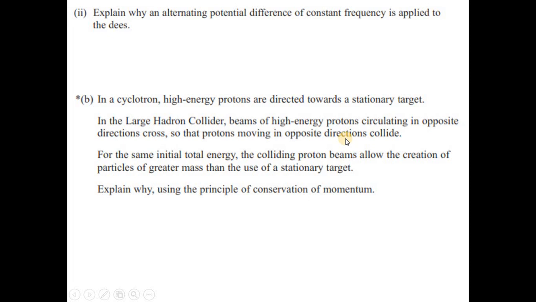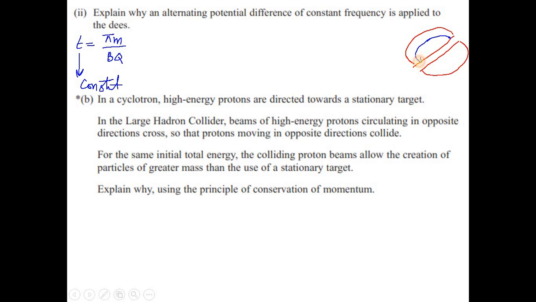Part 2, explain why an alternating potential difference of constant frequency is applied to these. So you know that we have a motion of a proton in these D's, and now we have derived the equation for the time taken by a proton in one of the D's, t is equal to pi m upon Bq. Clearly the time is constant. That means the proton has to spend an equal interval of time in every rotation, but as the proton is entering one of the D's, it is continuously accelerating.